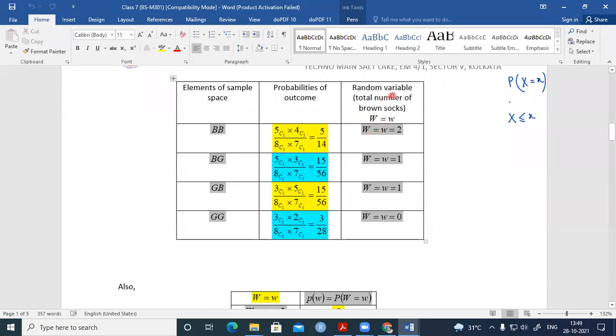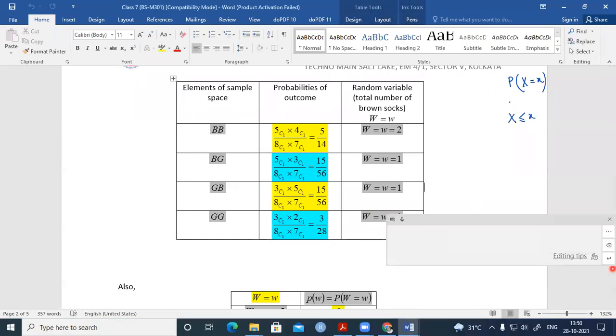Let's come to the third part. The random variable that has been defined over here is the random variable which counts the number of brown socks only. If I denote the random variable by W, then in the first case, the value of W is 2. In the second case, the value of W is 1. In the third case, the value of W is 1. And in the fourth case, the value of W is 0. If someone is interested in counting the green socks only, then the case will be reverse. So you can do it later on.